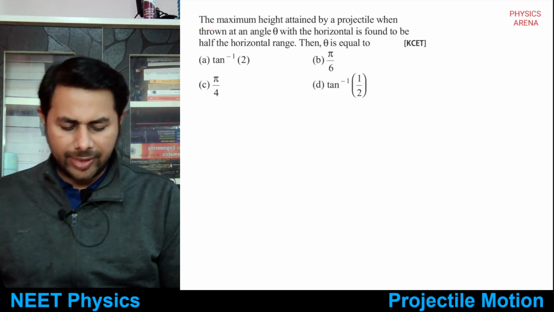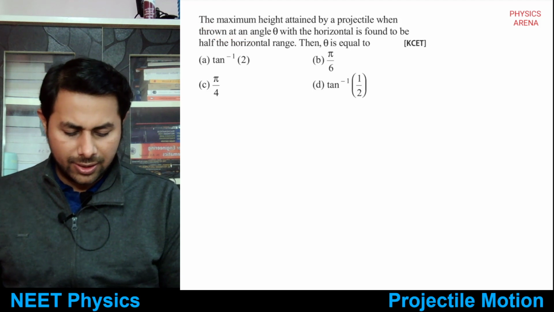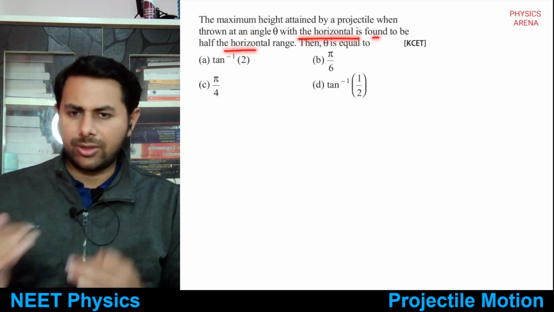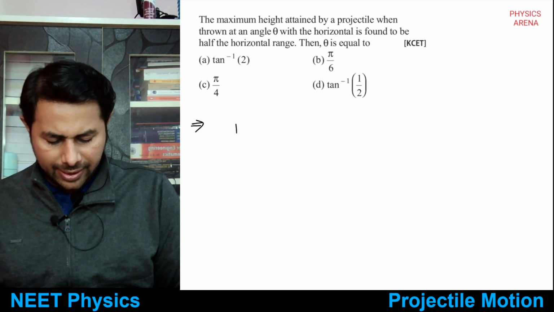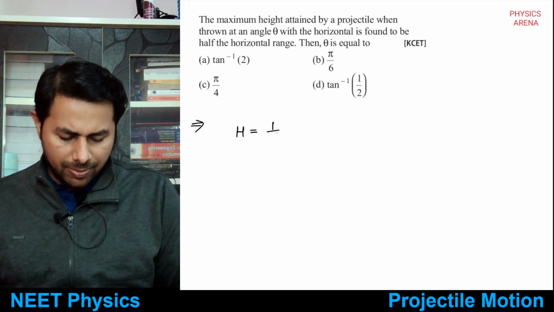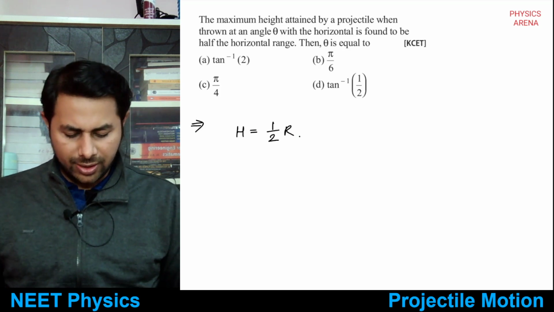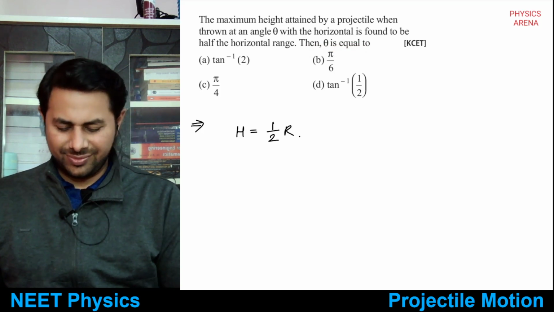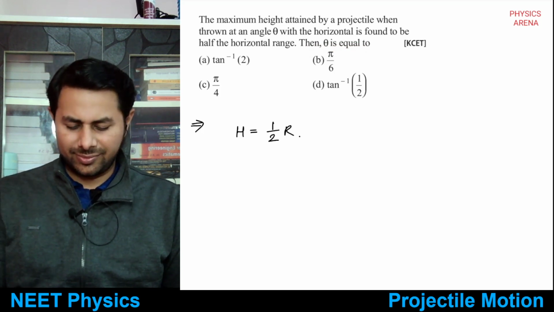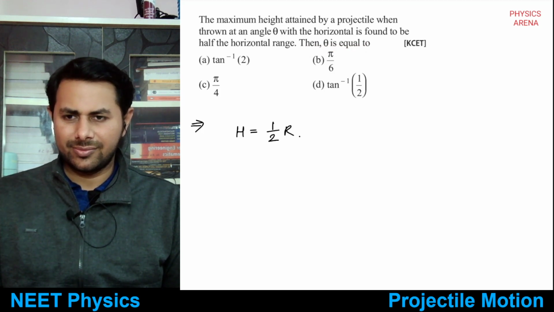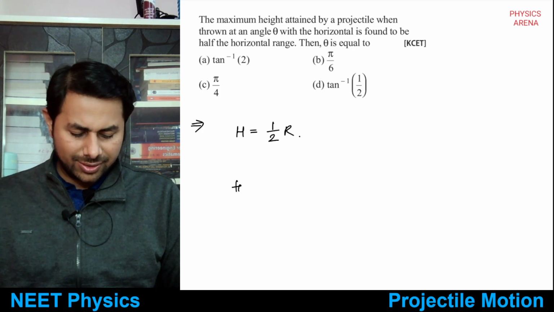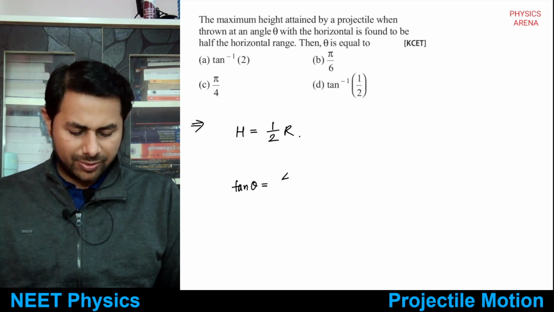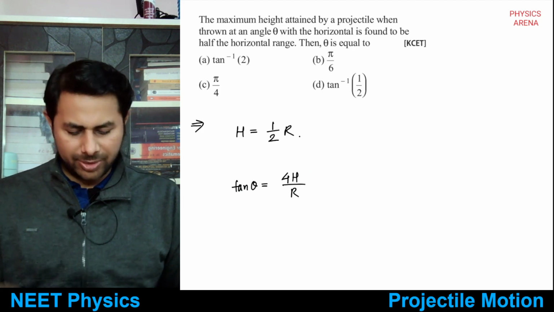The maximum height attained by a projectile when thrown at an angle theta with the horizontal is found to be half the horizontal range. So the maximum height h is equal to half the horizontal range. This is given. Then theta is equal to, tell me what should we do? We have tan theta equals what? 4h by r, right? It's option A. Let's check.